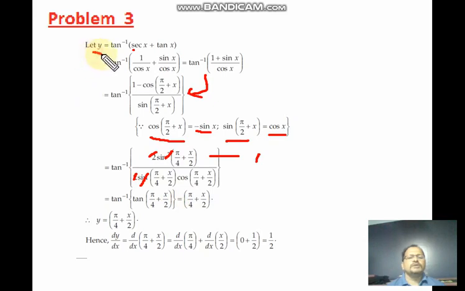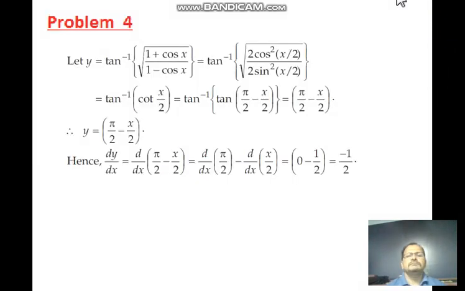So this original y is now pi by 4 plus x by 2 only. No trigonometric term is involved here, and therefore y is equal to pi by 4 plus x by 2. Differentiating with respect to x, the derivative of pi by 4 is a constant, 0, and the derivative of x by 2 is half. This is the answer.